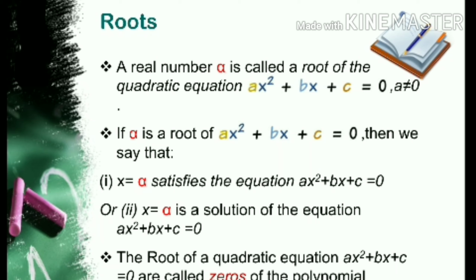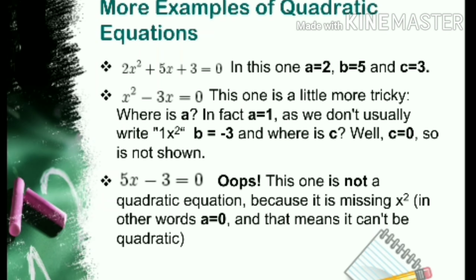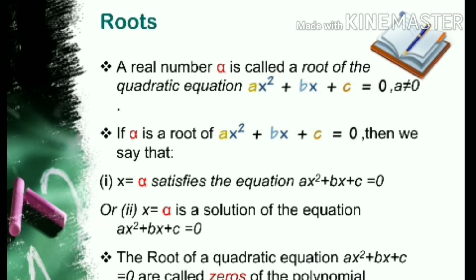You have studied in previous classes, during division of polynomials, the remainder theorem. For example, if an equation is given, x cube minus 4x square plus 3x plus 2 is equal to 0, and x minus 2 is a factor of it, what will you do? You put x is equal to 2 in place of x. When you put the root value, it will be equal to the RHS, that is 0.